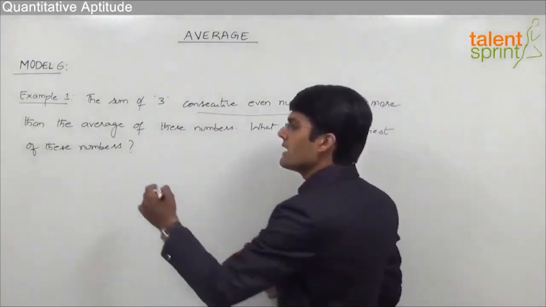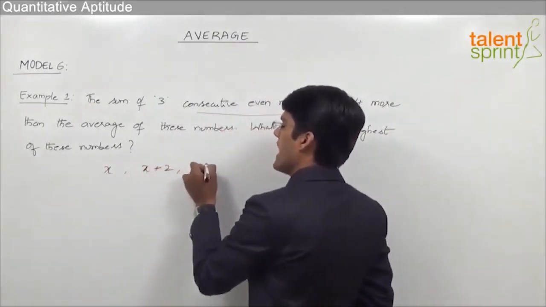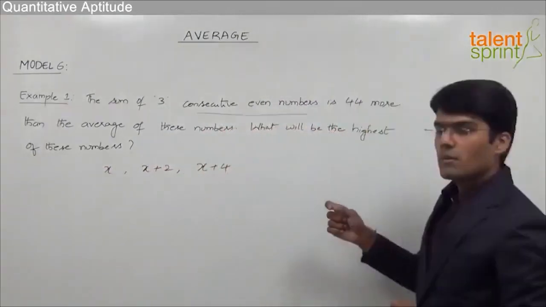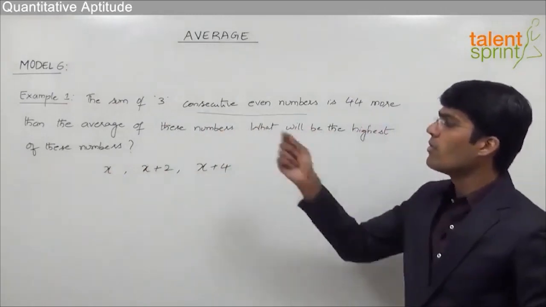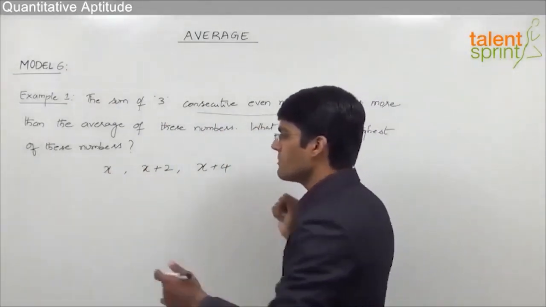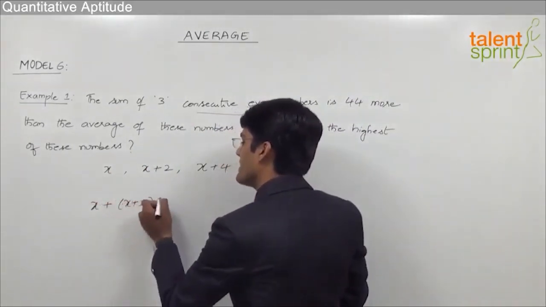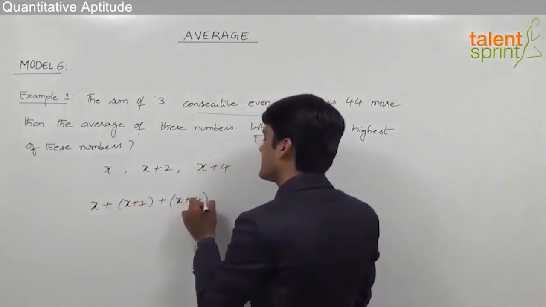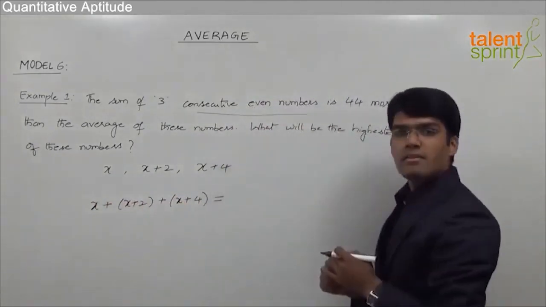We know that consecutive even numbers should be taken as x, x plus 2 and x plus 4. And the question here is, the sum of these three consecutive numbers is 44 more than the average of these numbers. So the sum of these three consecutive numbers will be x plus x plus 2 plus x plus 4. And this sum is 44 more than the average of these numbers.